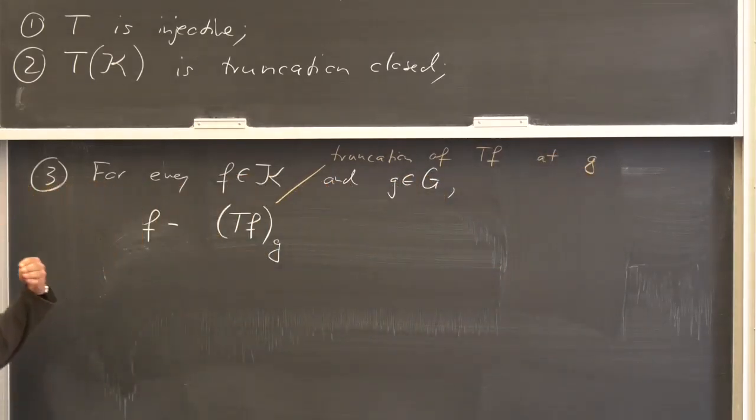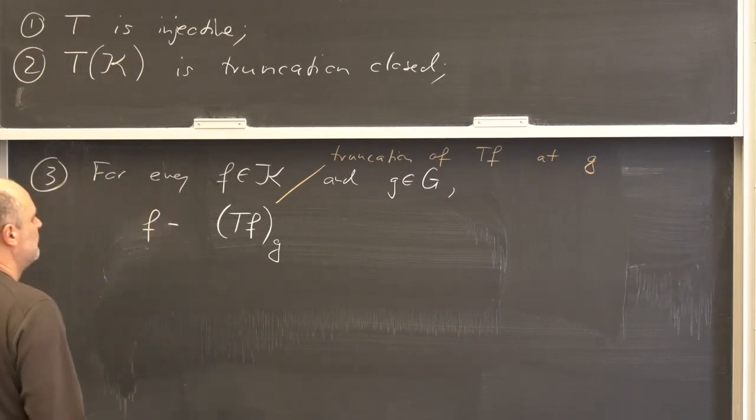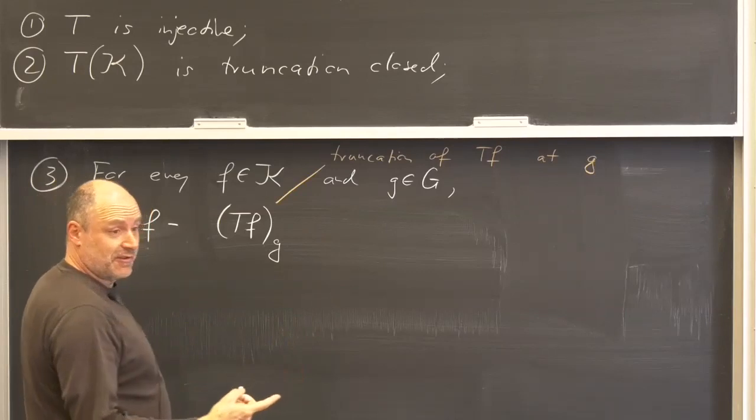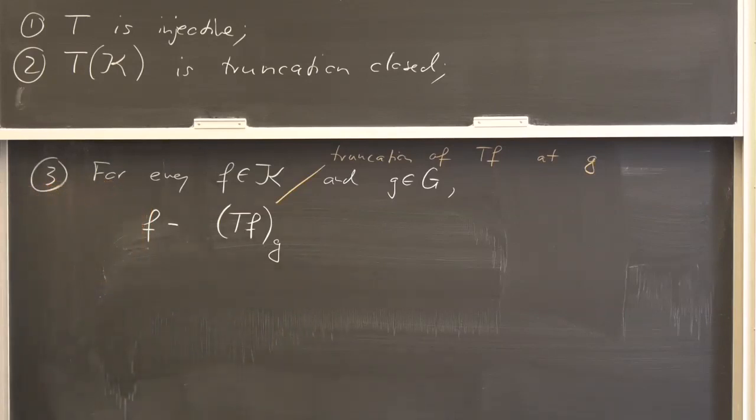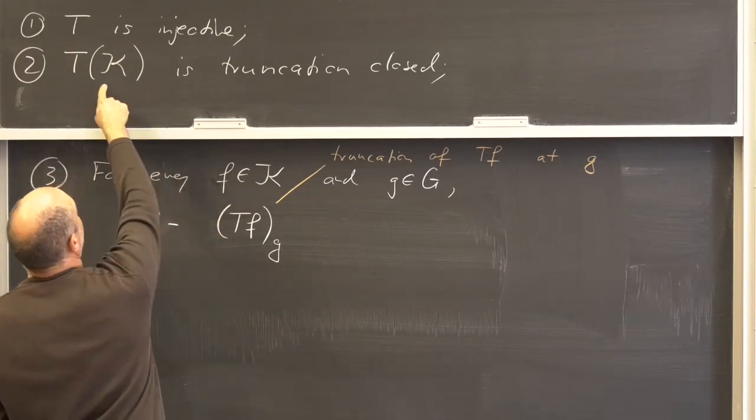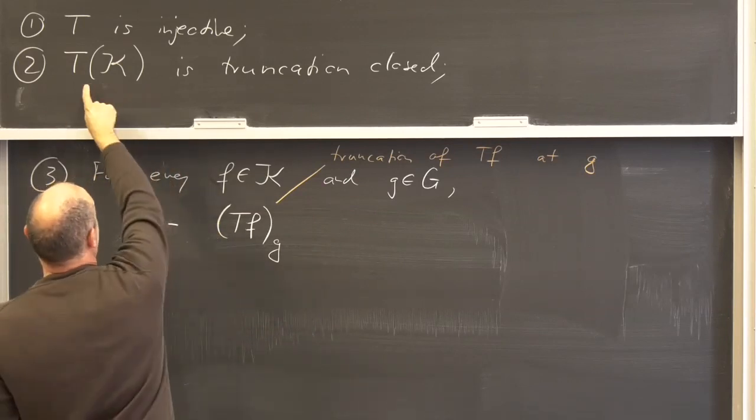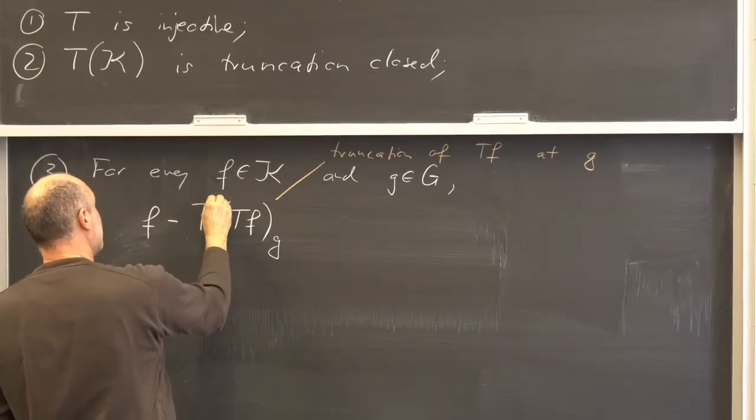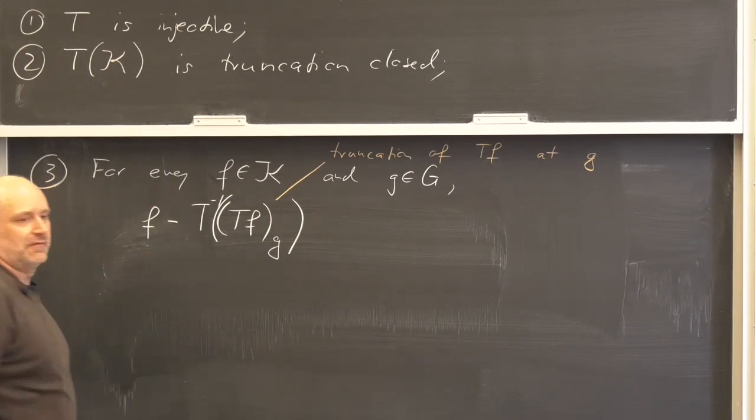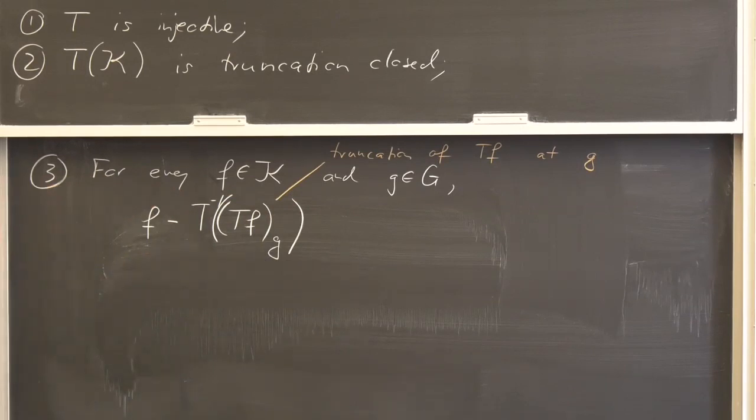Truncating at G means I only keep the portion that's above the monomial G. But that's just another series, so it's not a germ of a function yet. But it is in the image of T, and since T is injective, there's exactly one germ in my algebra K that's associated to it.